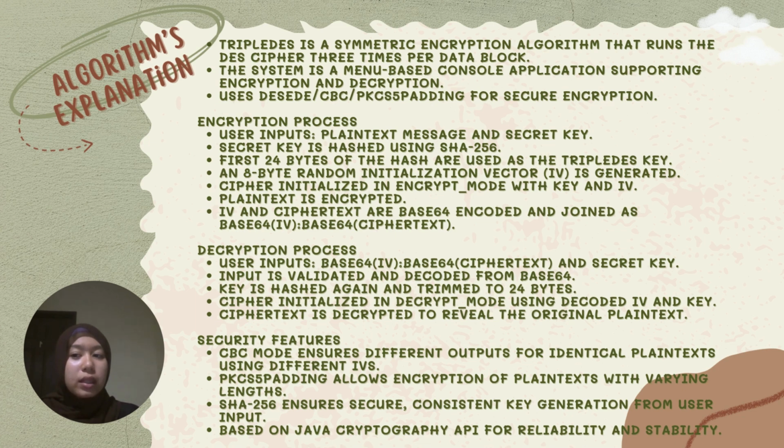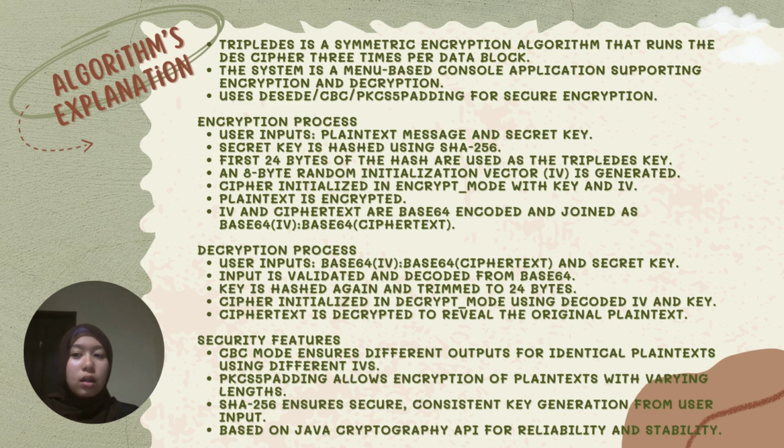An 8-byte random initialization vector, or IV, is also generated to increase security. The cipher is then initialized in encryption mode using the key and IV. The plaintext is encrypted, and both the IV and ciphertext are encoded using base 64. These two values are then combined using a colon separator and shown to the user.